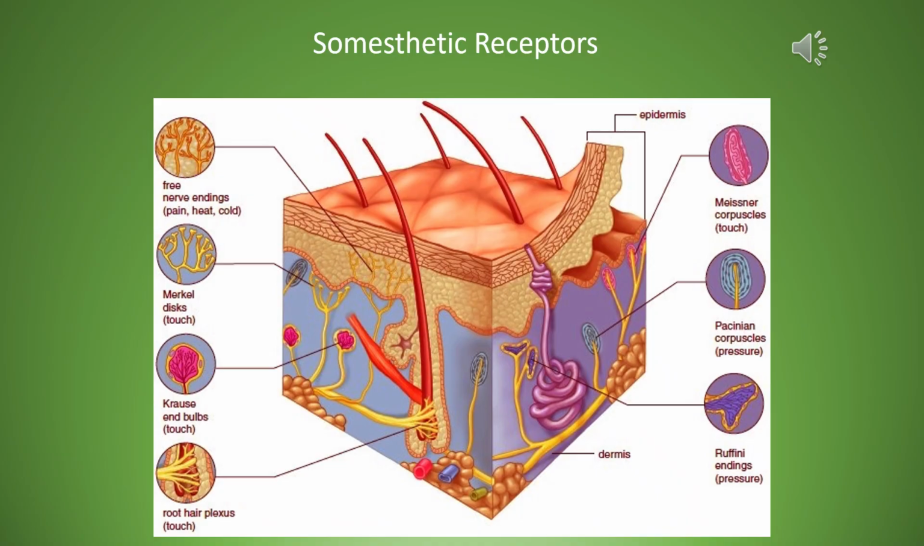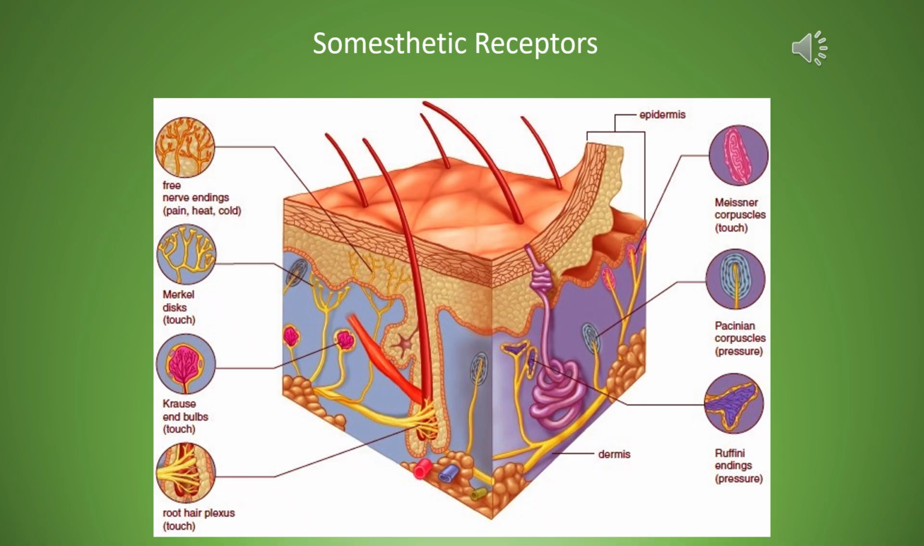Well, I hope that you remember that the skin has three layers: the epidermis, the dermis, and the hypodermis. Situated in those three layers, we have our receptors for our sense of touch, also thermoreceptors, hot and cold, and nociceptors for sensations of pain. So those are some of the somesthetic receptors located in the skin.